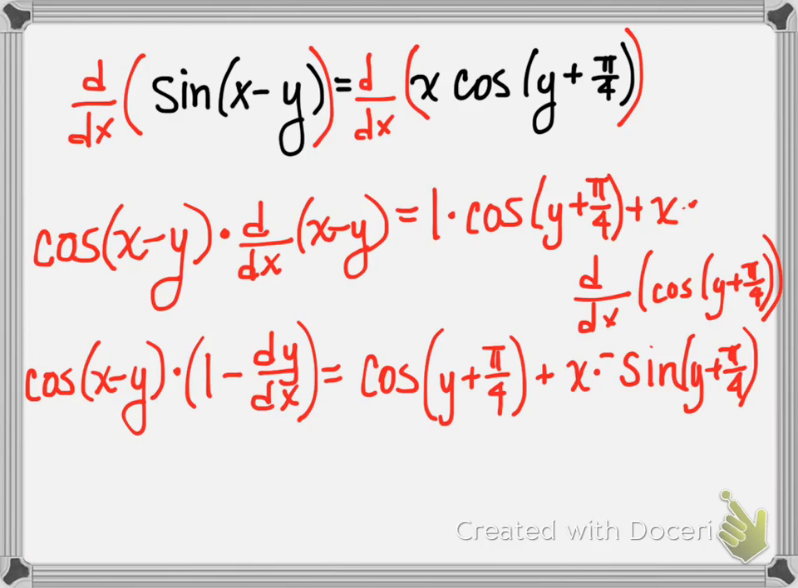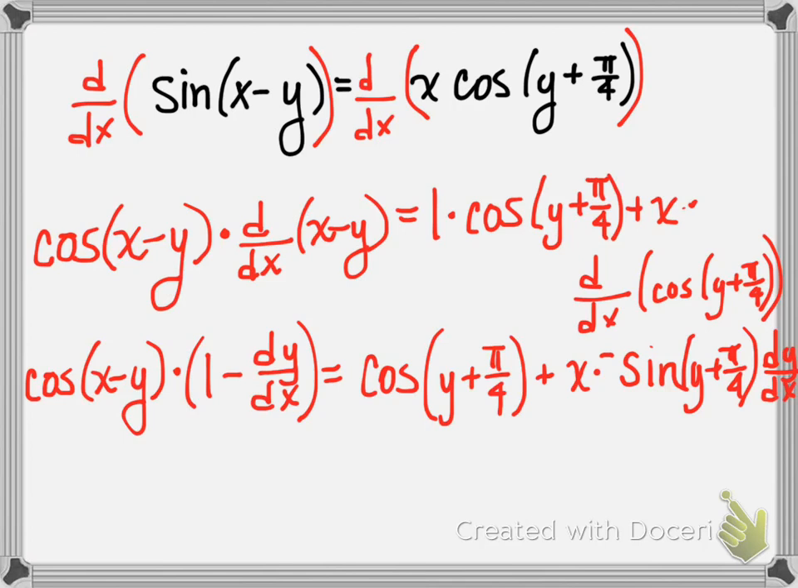So then I need to multiply this by the derivative of y with respect to x. That's our chain rule. Times how does y change with respect to x. I know how cosine of y plus pi over 4 changes when y changes. I get negative sine of y plus pi over 4. Now I need to multiply by how y changes when x changes. Okay? So that's what I get, this third line, when I take the derivative of both sides with respect to x.